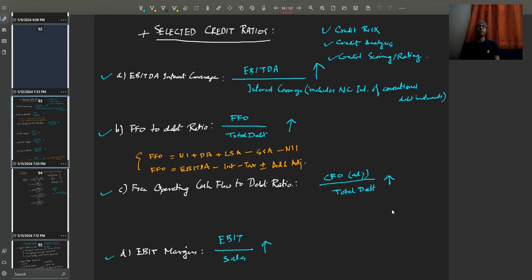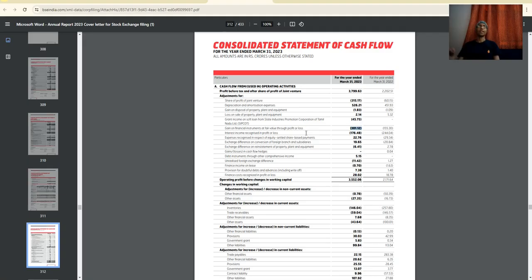Fund from operations is net income plus depreciation and amortization. If you look at this data, you add depreciation, then you subtract the gains, you add the losses from PPE sales, then you subtract the gains from financial instruments, 301.12. You also subtract the interest income, and what you are left with is fund from operations, right?